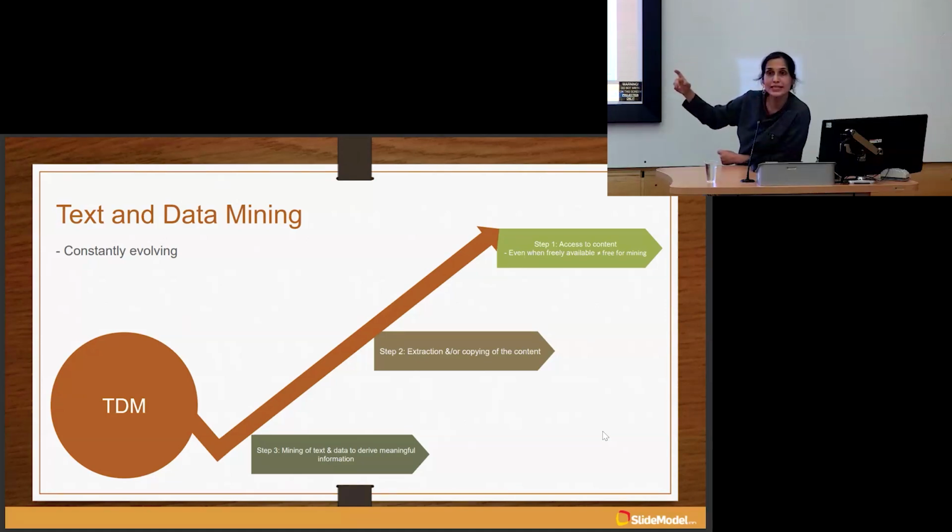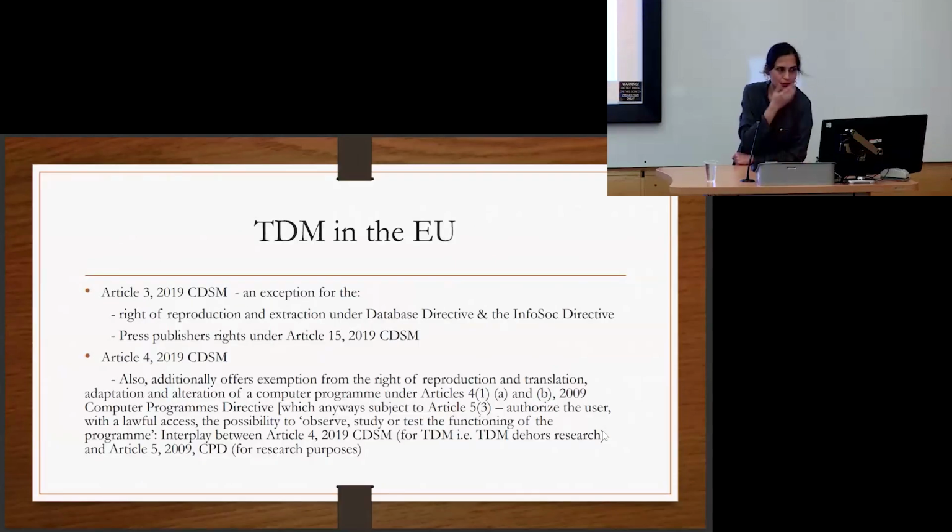Now, from a legal perspective, what is most important is step number one, because that is where infringement is taking place, right? If I'm accessing content which is copyright protected, starting with that, even when it's freely available, because freely available, at least in the EU, does not mean that the content is also free to mine. So it is this step, the access to content, where infringement really takes place.